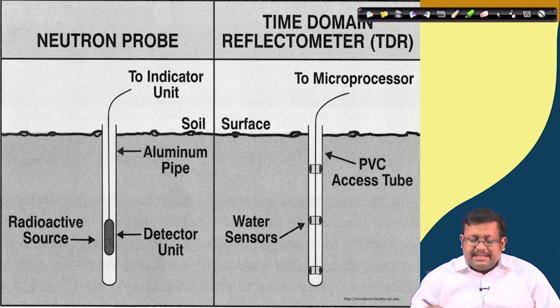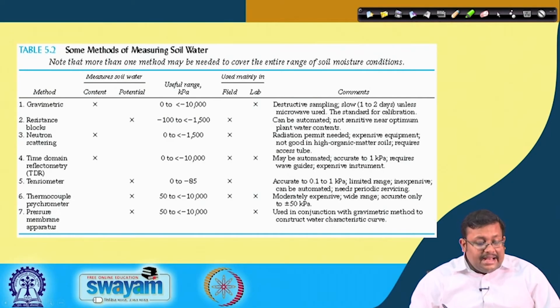So, this in a nutshell gives a basic idea about the different methods of soil water content, and this slide shows different pros and cons of different methods. Obviously, the gravimetric method is a destructive method of measurement of water content, and resistance block or gypsum block can be automated, but not sensitive to optimum plant water contents. So, these are some positive or negative attributes, such as tensiometer.